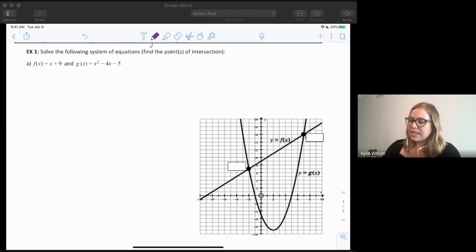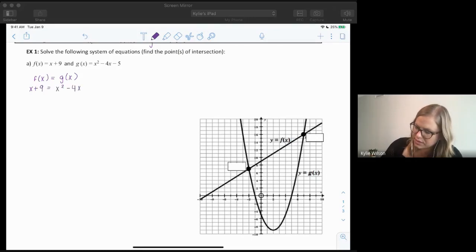Let's start by setting our two equations equal to each other. We have f(x) = x + 9, and g(x) = x² - 4x - 5. We're going to start by setting f(x) equal to g(x), like this. Now let's fill in what f(x) is and what g(x) is. That's our first step. Next, we want to solve for x. Because I have an x squared, I need to solve this like a quadratic. So I start by making sure it's equal to zero.